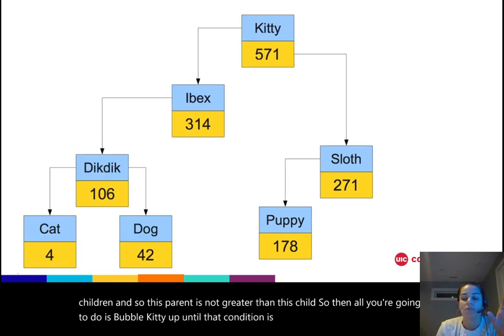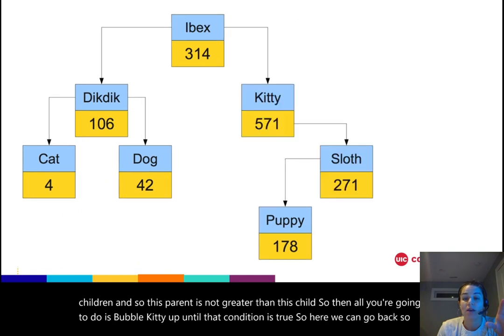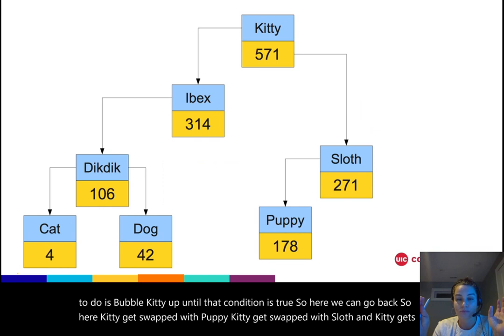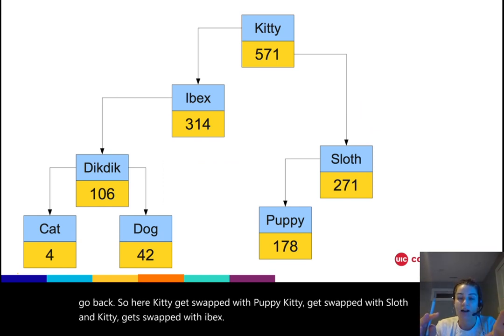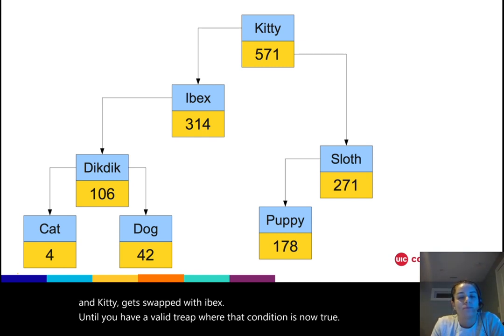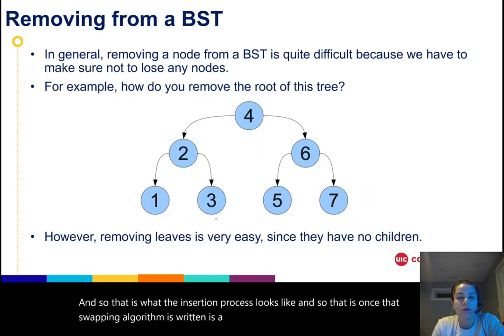So here I can go back. Here Kitty gets swapped with Puppy, Kitty gets swapped with Sloth, and Kitty gets swapped with Ibex, until you have a valid Treap where that condition is now true. And so that is what the insertion process looks like. Once that swapping algorithm is written, it is a really easy thing to implement.